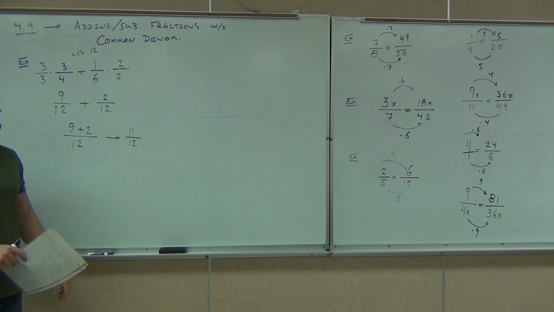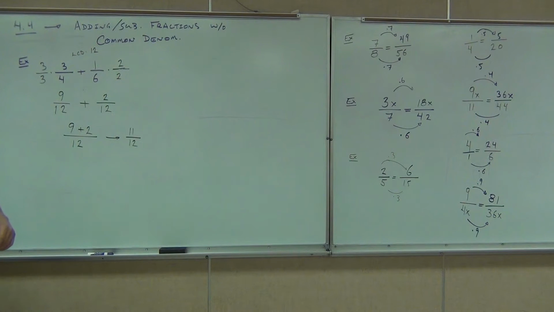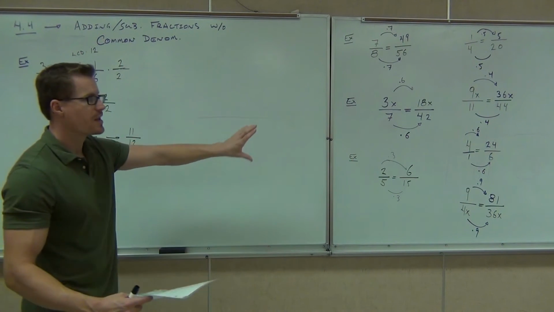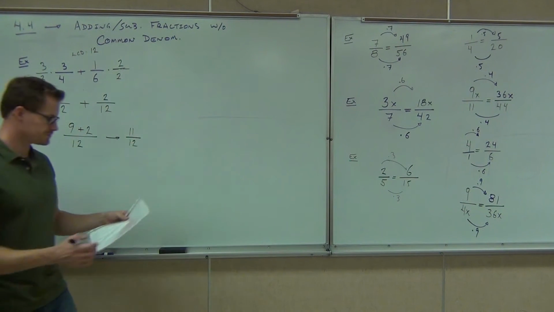So first step we're doing, we've got to find the LCD. Next thing we're doing is making equivalent fractions like we practiced. Then we can add and subtract like we've done before.